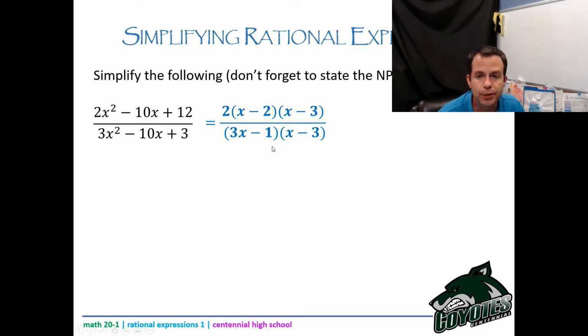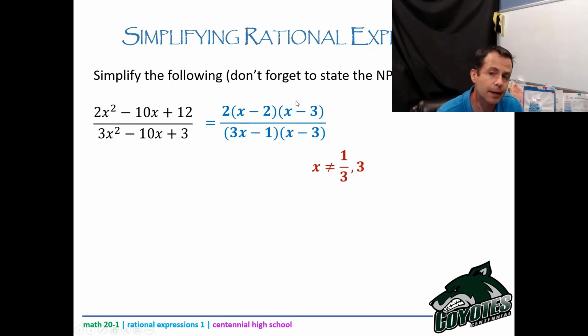Now we're going to talk about non-permissible values. For 3x minus 1, I can't have that become a 0, because that would be 0 times something, which would make the denominator 0. So x can't be 1/3. Again, if you're not sure, just set 3x minus 1 equals 0 and solve for x. And for my x minus 3, x can't be 3. So x can't be 1/3 or 3.